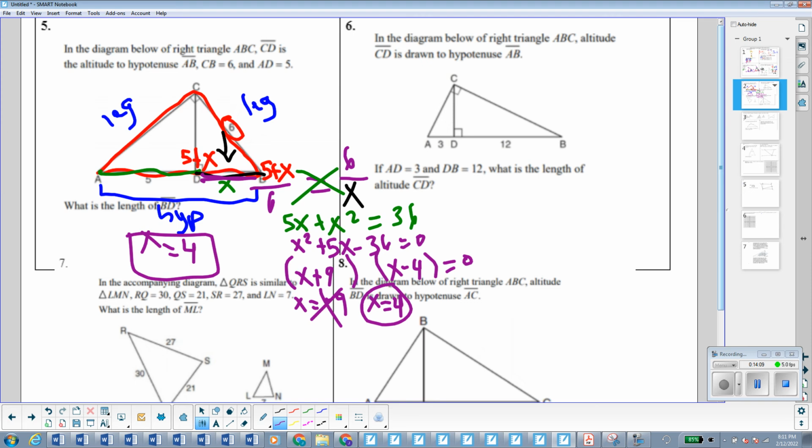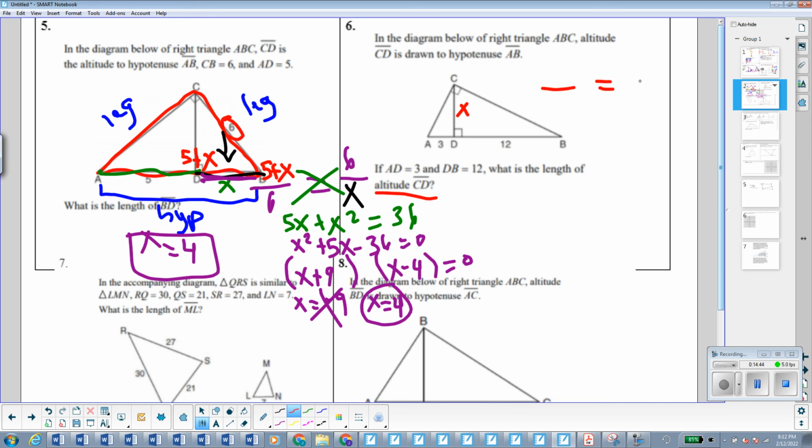In number 6, it tells us that we once again have a right triangle ABC with an altitude CD drawn to the hypotenuse. So once again, I'm going to think right triangle altitude theorem. Am I going to be using the leg rule or the altitude rule? They tell us that AD is 3, DB is 12, and that we are looking for the length of altitude CD. So I'm going to label the altitude with an x since we're looking to find it. That tells me that we're going to be using the altitude rule since we're solving for the altitude here.